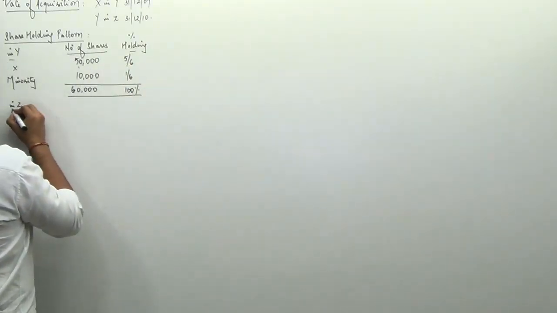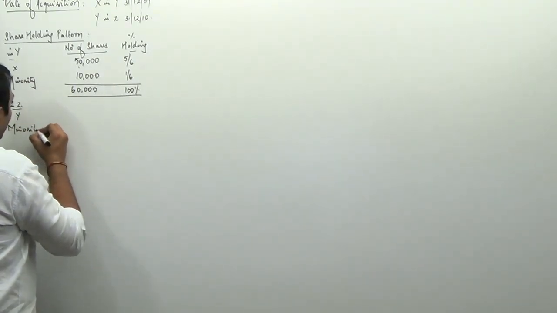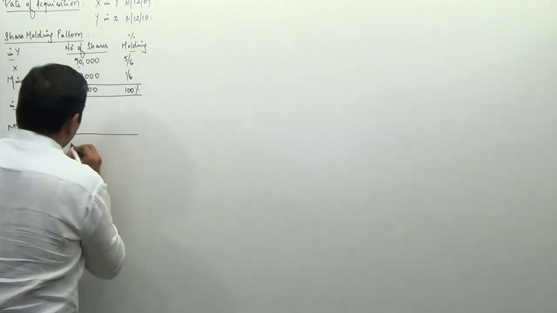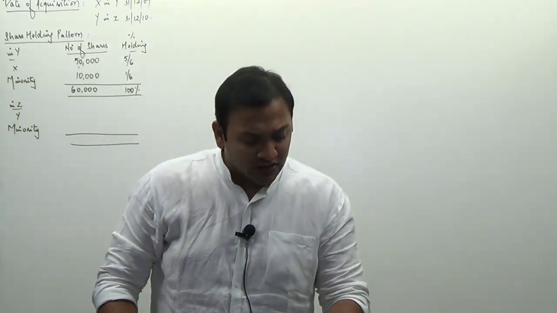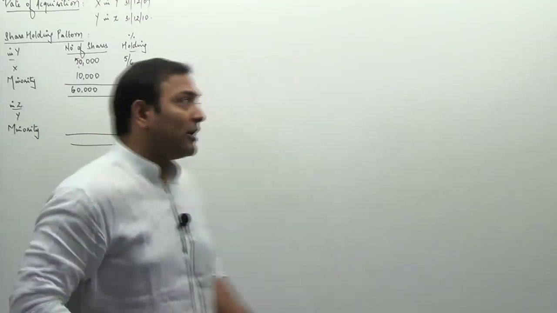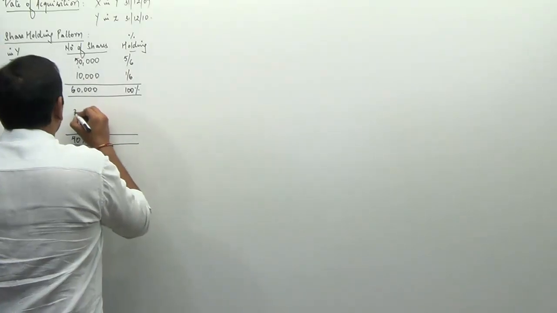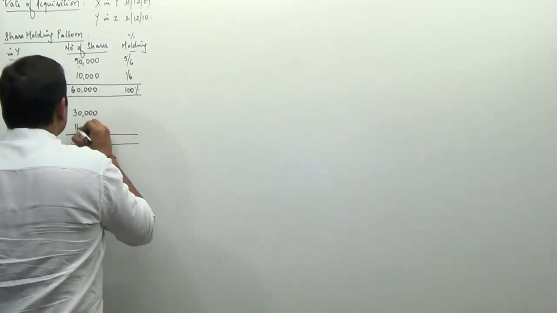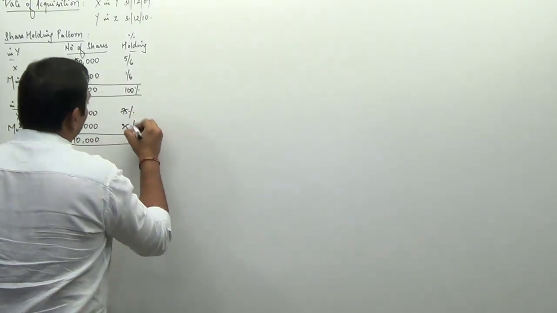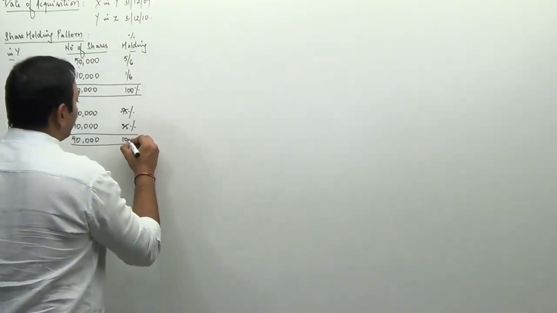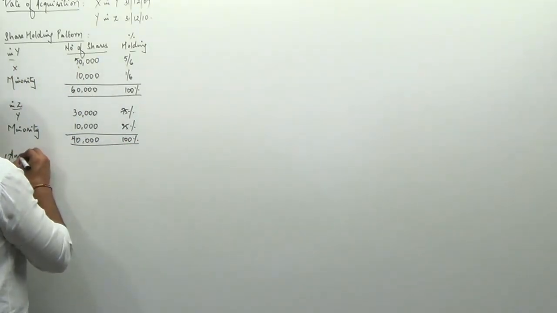In Z, Y and minority hold. How many shares does Y hold? 30,000. Number of shares in Z: 4 lakh share capital of 10 rupees each, 40,000 shares. 30,000 are held by Y, balance 10,000 are held by minority. Shareholding pattern is 75-25.